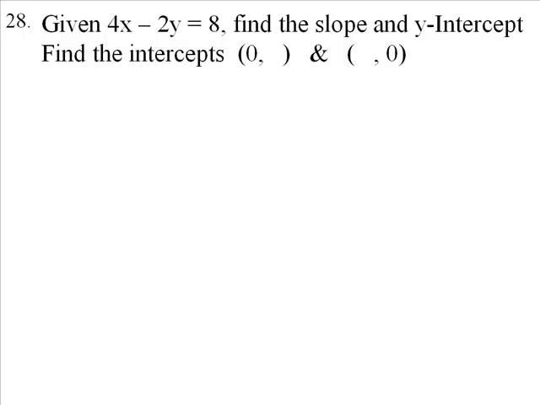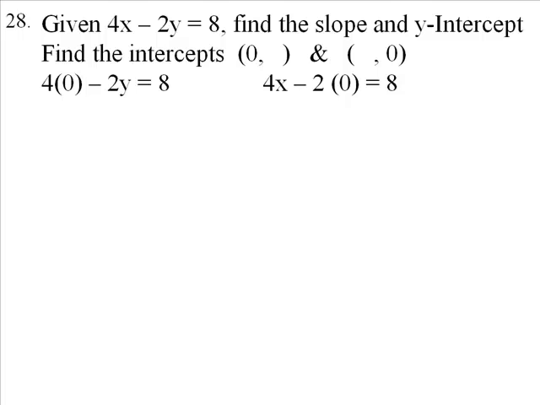So let's plot that. In 4x minus 2y, we're going to put a 0 in for the x, so we're going to have 4 times 0 minus 2y. On the other one, we're going to substitute 0 in for y, so we're going to say 4x minus 2 times 0 equals 8. This is the other intercept.